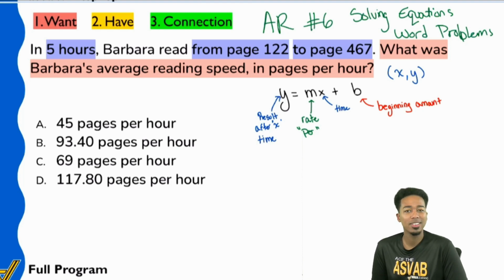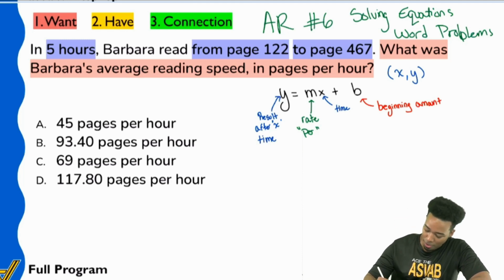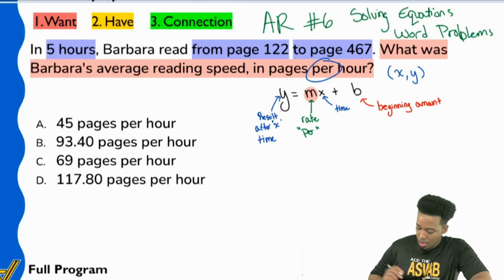Yeah, the word per. Right, in pages per hour. Pages per hour. So right there, boom, that gives it away. We are looking for this. So let me highlight that for us. Right over there. Bam. All right, cool.